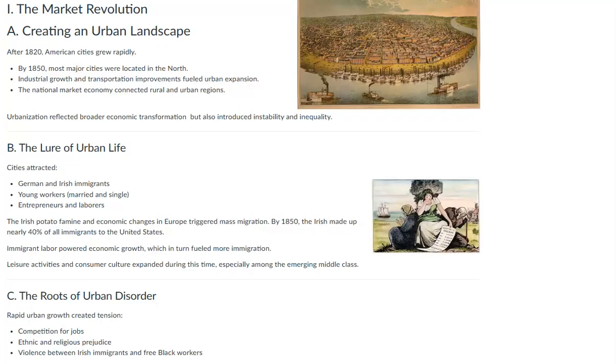And what we see is that cities offered jobs, and jobs fueled economic growth. But urban life also created a lot of instability. Competition for work intensified, and we see a lot of violence breaking out between Irish immigrants and free Black workers. There's also fear of crime that's going to increase. Police departments were created in response to this, and the market revolution created opportunity, but also it created disorder.